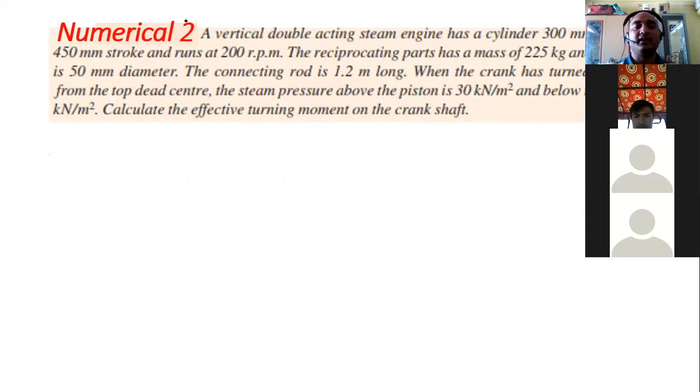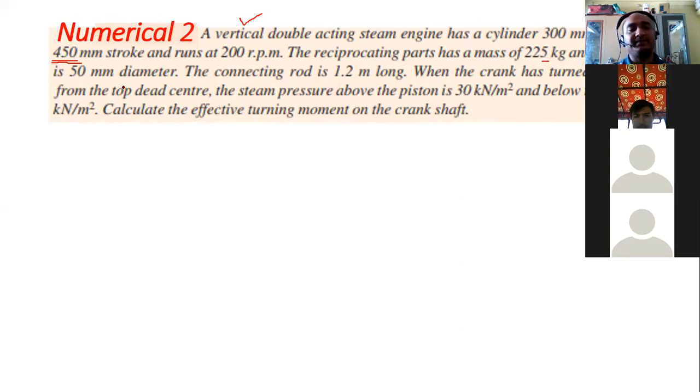So read this problem very carefully. A vertical double acting steam engine. Okay, so vertical word is given. Okay, so vertical double acting steam engine has a cylinder 300 mm diameter. So D is given, and 450 mm stroke is given. Stroke is always equal to diameter of crank. Okay, remember, stroke is always equal to diameter of crank. Runs at 200 rpm. N is given. The reciprocating parts has a mass. Okay, M is given. Mr equal to 25 kg.